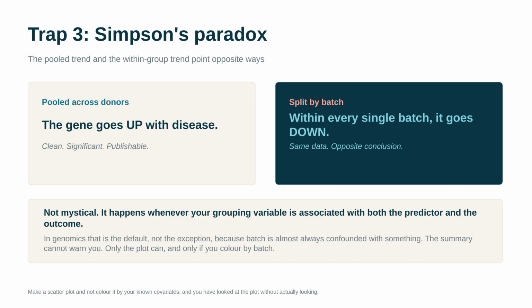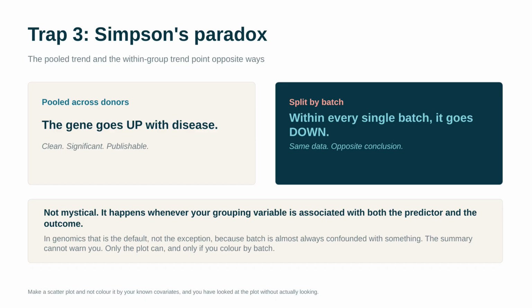Trap 3. Simpson's paradox, which is Anscombe's lesson with an extra twist. You pool your donors and find a gene goes up with disease. Plot it split by batch, and within every single batch it goes down. The pooled trend and the within-group trend point in opposite directions. This is not a paradox in any mystical sense. It happens when your grouping variable is associated with both your predictor and your outcome.